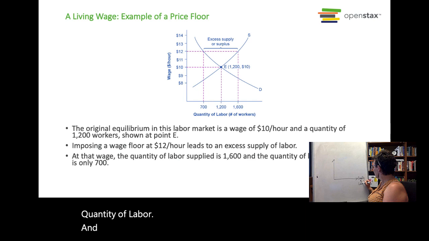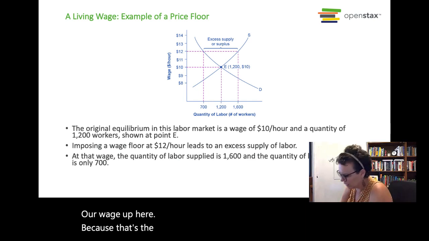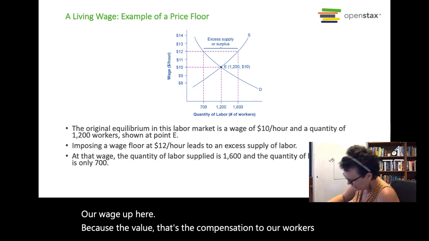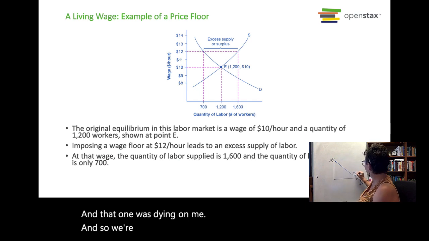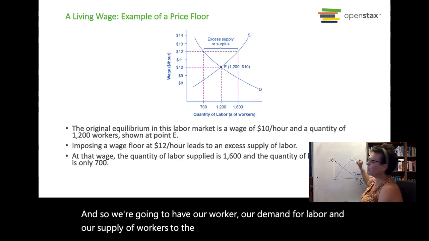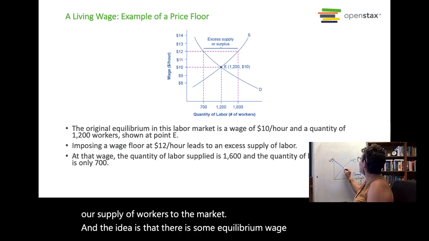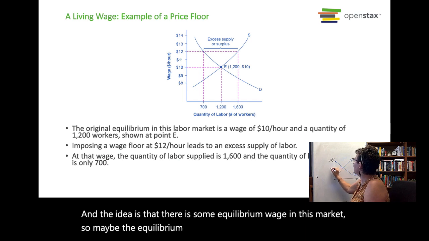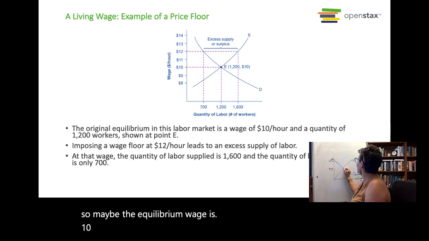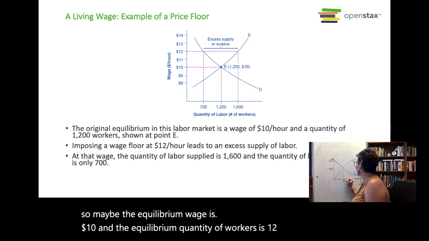and we have our wage up here, because that's the value, that's the compensation to our workers. I need a new blue pen, that one was dying on me. And so we're going to have our demand for labor and our supply of workers to the market. And the idea is that there is some equilibrium wage in this market. So maybe the equilibrium wage is $10, and the equilibrium quantity of workers is 1,200 workers in the market.